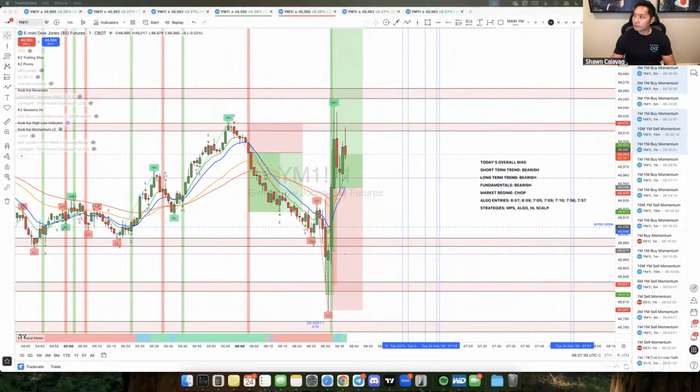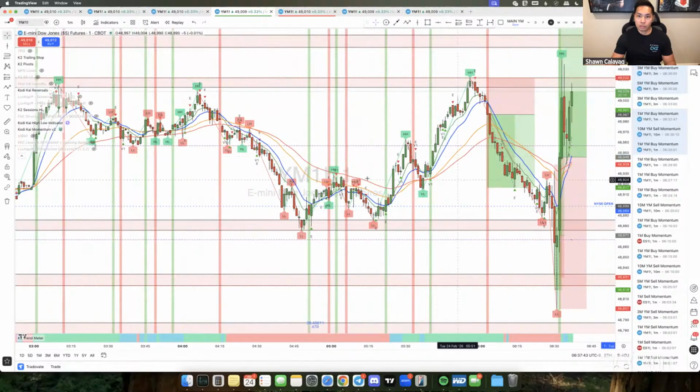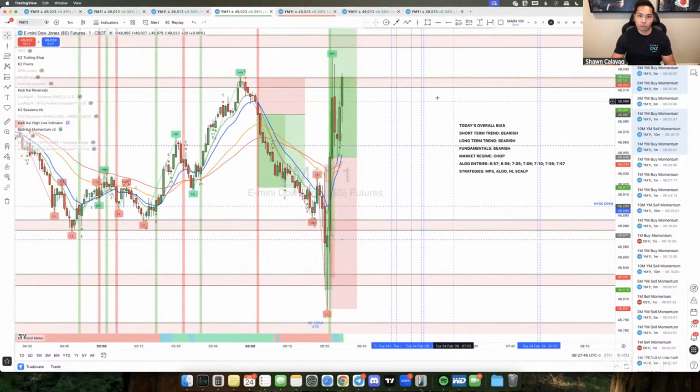ATR is currently at 40 right now. It's a little high, not super high, but it is a little high. There's another algo entry at 639. It's going to be on this next candle or the next two candles. But I wouldn't want to trade within the chop here. So I'll continue following it as price continues to push up. We're currently in profit right now.